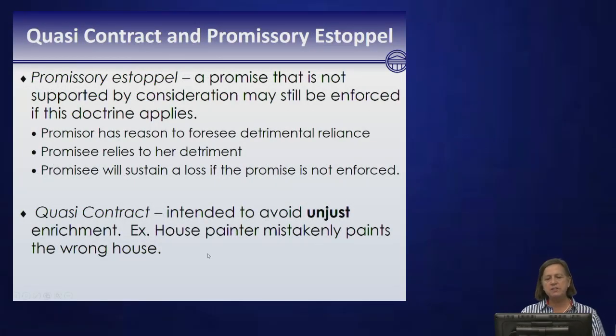So again, here's promissory estoppel in more detail, and here's quasi-contract in more detail. If I was speaking too fast on the former slide, you can slow down and take a look at these two.